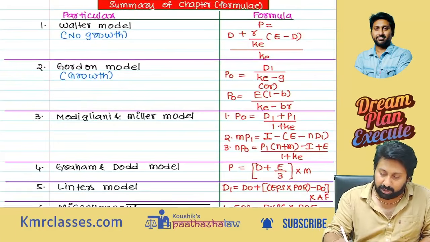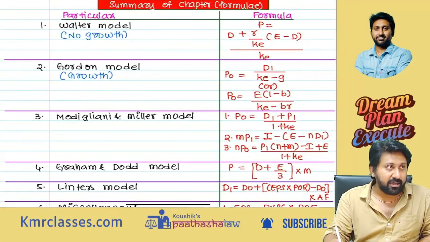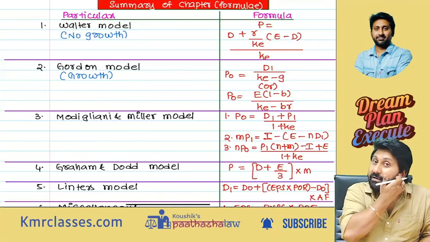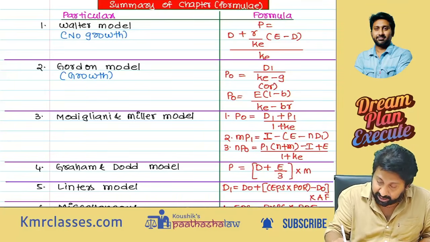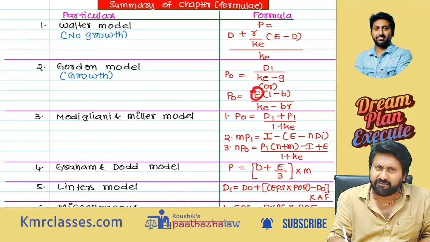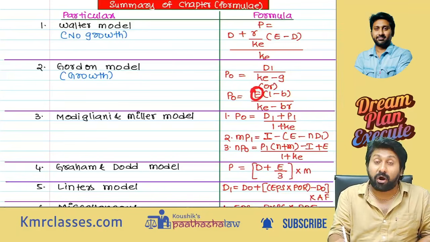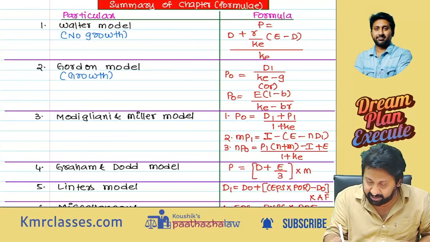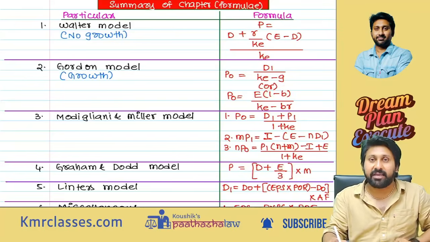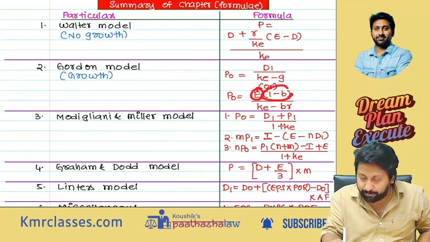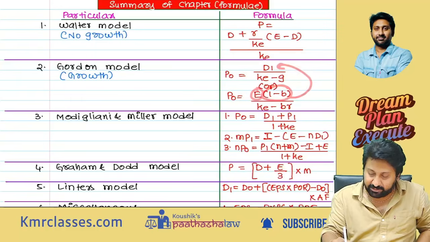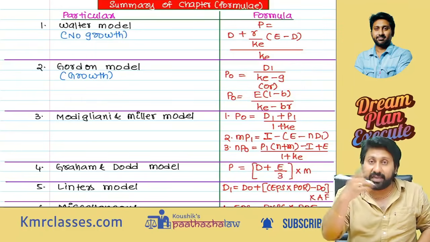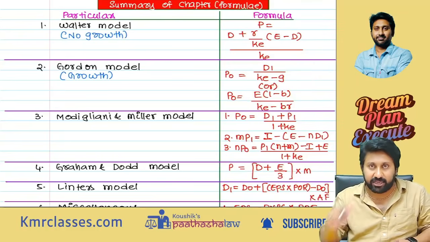So Gordon model, P naught equals D1 by KE minus G. D1 means what? D1 means the dividend to be paid. Dividend will be paid out of what? Earnings. But not everything in the earnings will be paid. Whatever we retain, if you reduce it from the total, the balance is the payout. So 1 minus retention is the payout. Earnings into payout will become the dividend. So KE minus B into R. B into R: already in the cost of capital chapter we said B is retention proportion, R is return on equity.